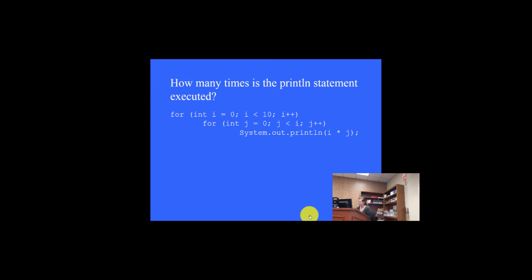Wait, how's it not 90? Let's see. 10 plus 9 plus 8 plus 7 plus 6, 5, 4, 3, 2, 1. I don't know, you add that up. Yeah, never mind. It should be 45. Got it. Yeah, because you do 9 plus the 1. I think I understood it.